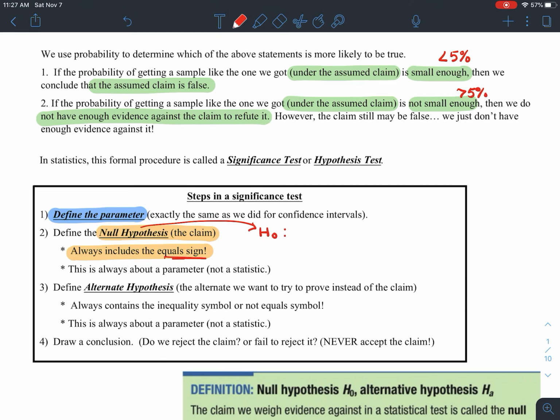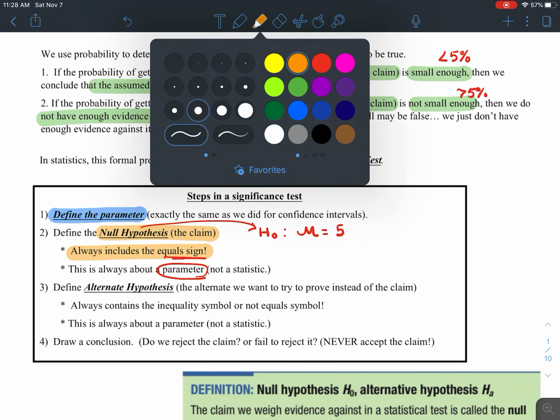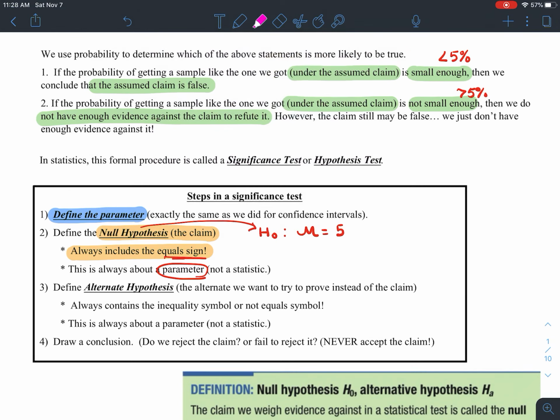It is also worth noting that your hypotheses, both the null and the alternative, are always statements made about a parameter, never about a statistic. So this should always be either mu or p, never an x bar or a p hat. All right, and so the next step would be to define the alternative hypothesis.